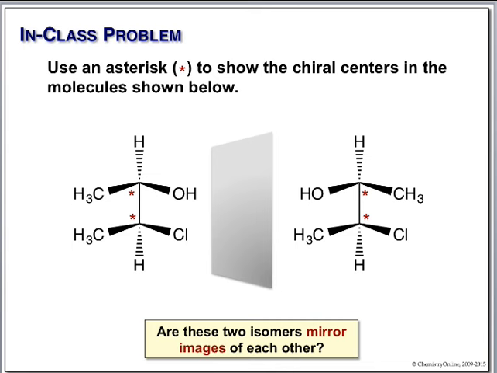Hydrogen is in the same spot in both, but are going back. This is pointing towards a mirror. So is that. That's what we would see in a mirror, wouldn't we? So this carbon and this carbon are mirror images of each other, aren't they?